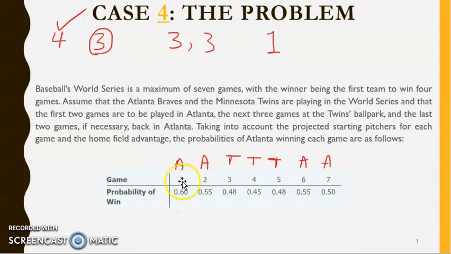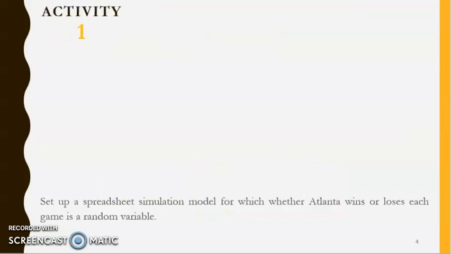it says the probability of Atlanta winning the first game is 60%. The probability of Atlanta winning the second game is 55%. Now here it asks you to create a spreadsheet simulation model. Of course, it is not the final thing that we want here, but it asks you to create a simulation model in which the result of each game is simulated.